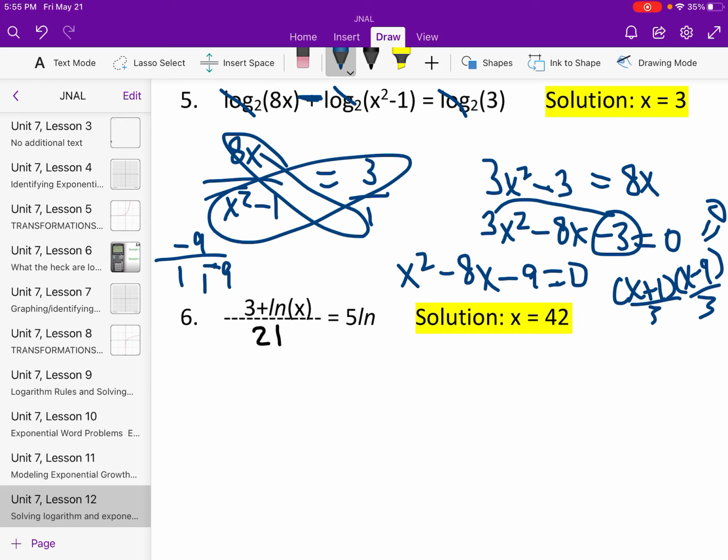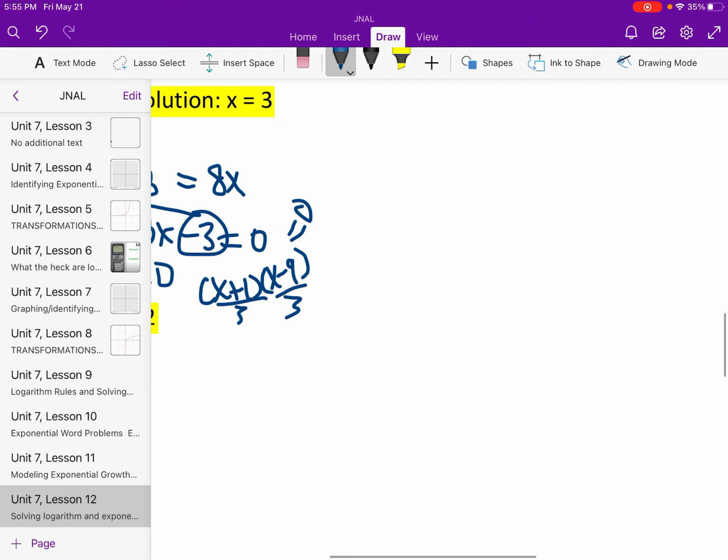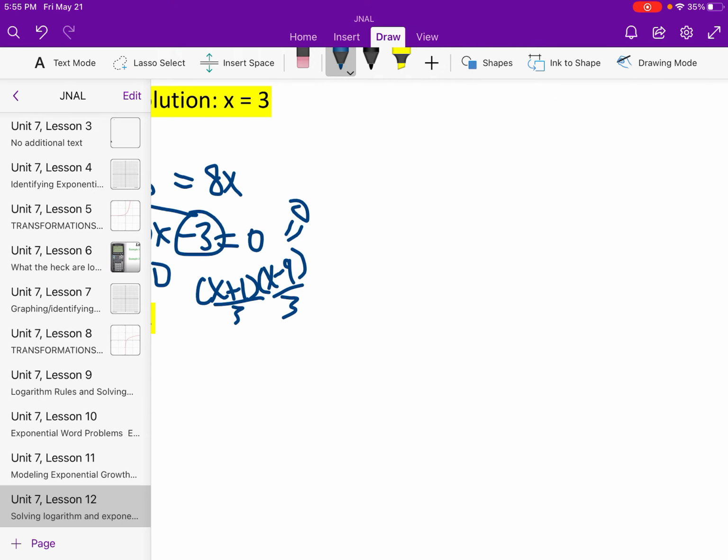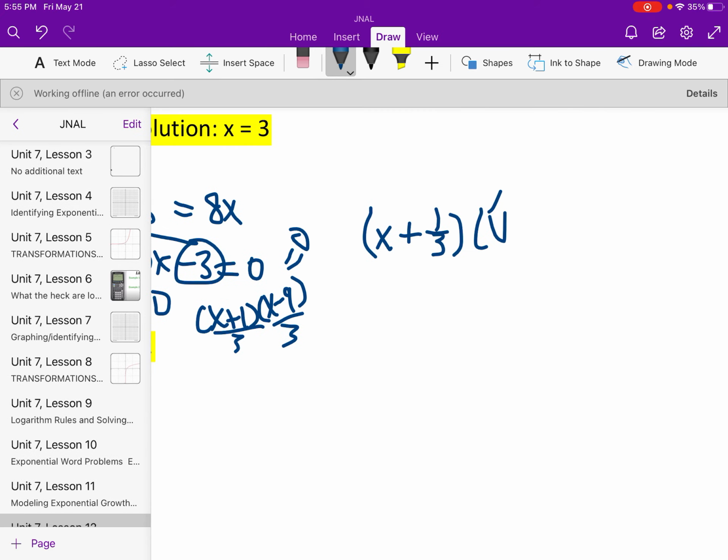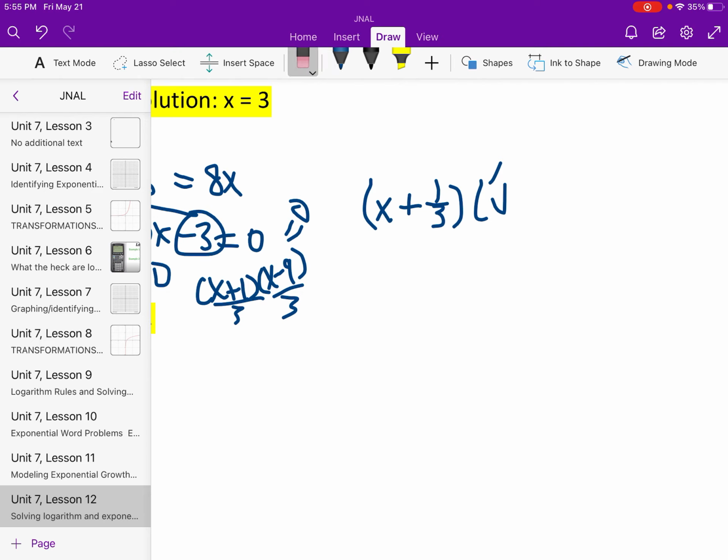We get, okay, I'm going to need to move this over here. Alright, then we get x plus 1/3, minus 3 equals 0. OneNote's really dumb, so sorry about that. Then we figure out they would be -1/3 and 3.